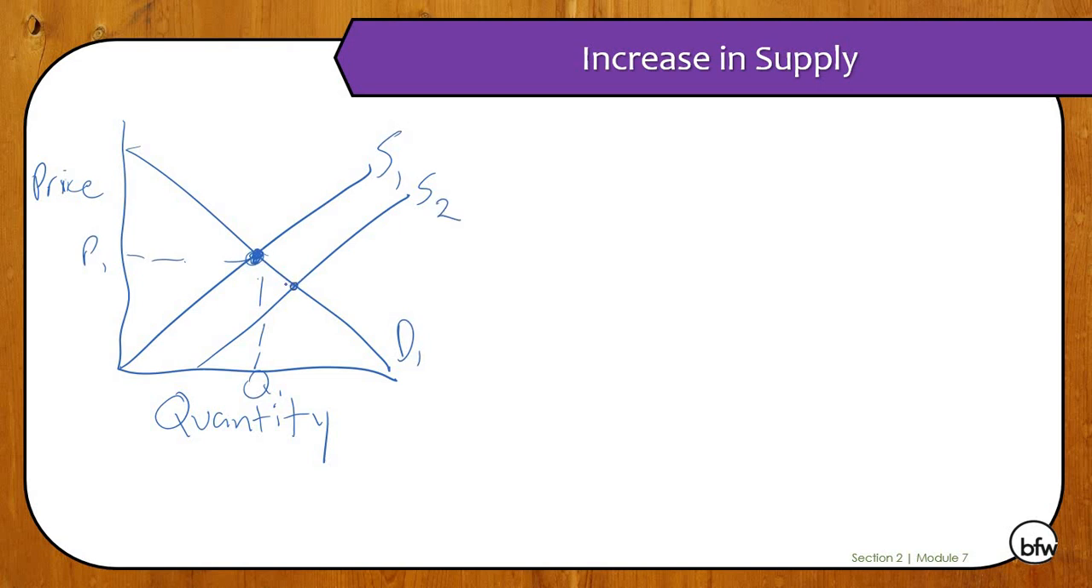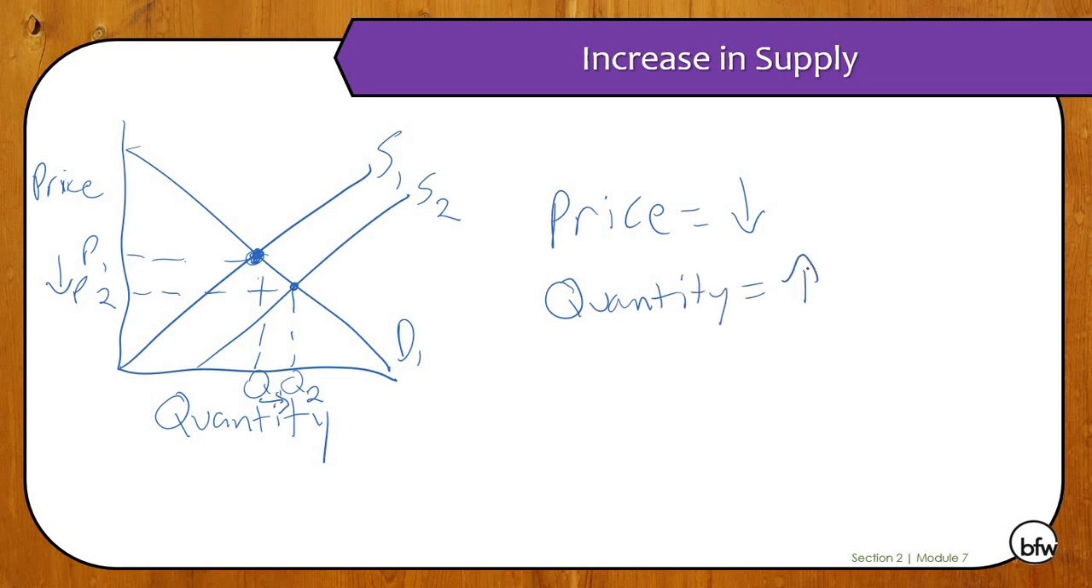All right, now when supply increases, that is going to cause our price to actually drop. And that makes sense. Think about it: if there's more of a product available, then it becomes less expensive to purchase. Quantity, however, is going to increase. So price is going to decrease when there's an increase in supply, but quantity is going to go up. And again, just think about it from a logical perspective. If there's more of something available to purchase, that's going to lead to a drop in the price for that product, all things being the same.